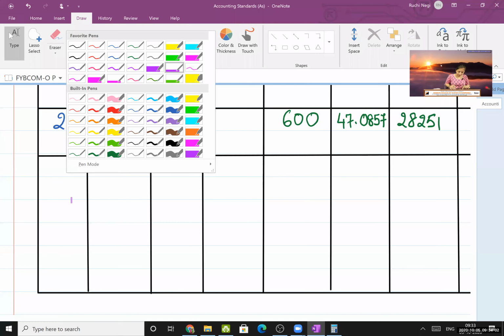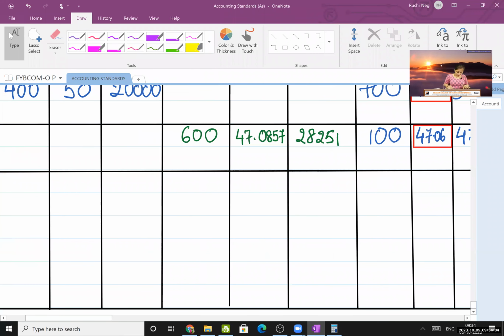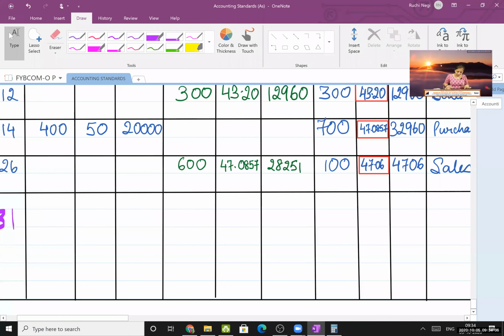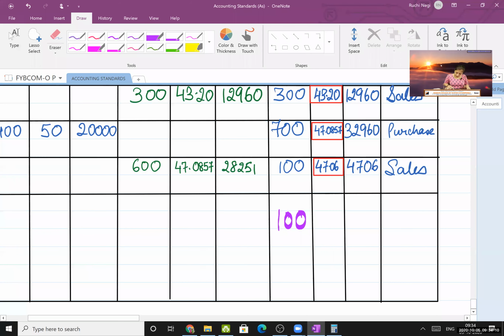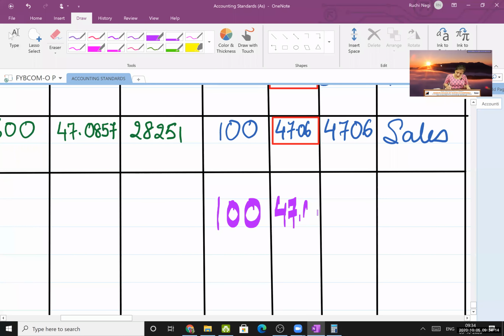31st Jan, put the last date. So what was the last stock with me? 100. So that is my closing stock. Okay. Rate is 47.06 and value is 4706. Okay. And write your closing stock.